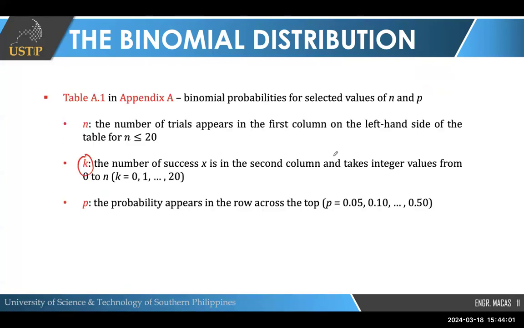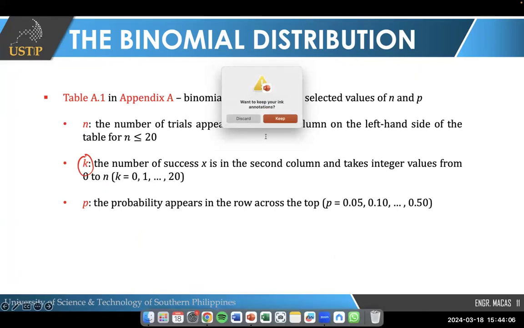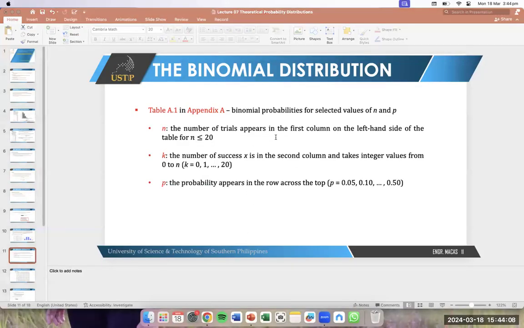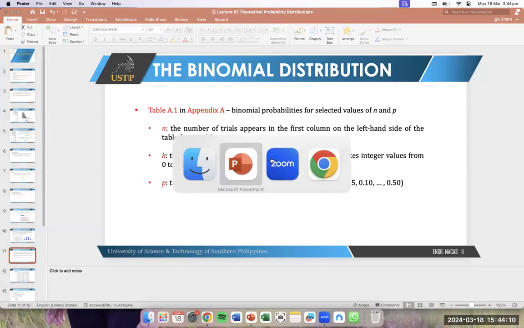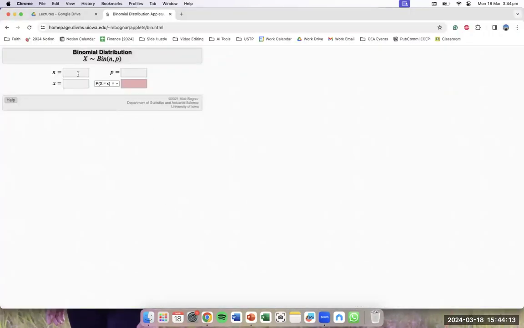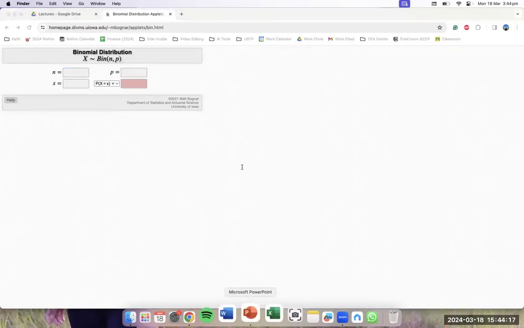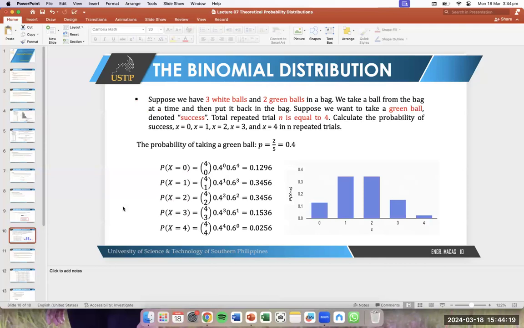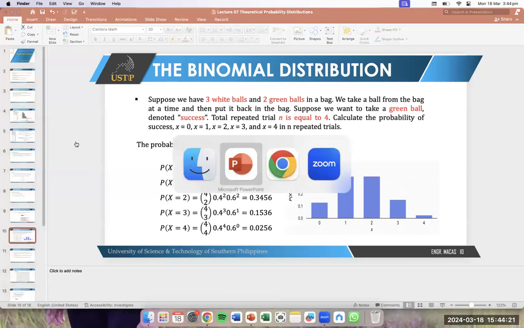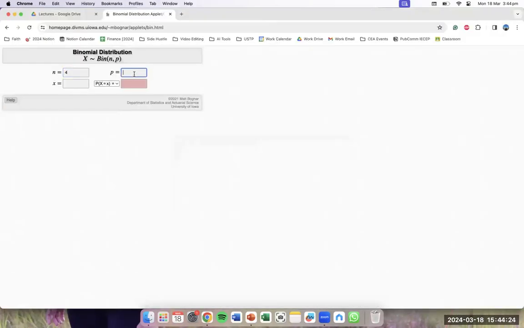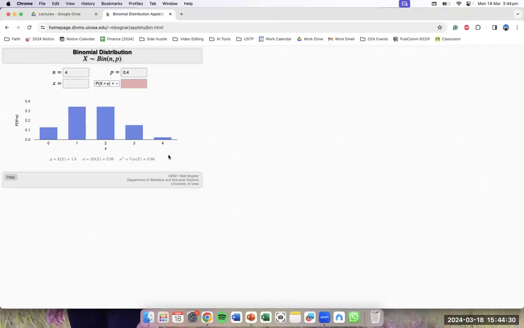Okay, so I will show you before we go to the next one. Let us go here, class, so you can see it easily. This is the binomial distribution. So, for example, what I used earlier, n is equal to 4, and p is 0.4, the probability of getting a green ball, right? So it can also graph the binomial or probability distribution.